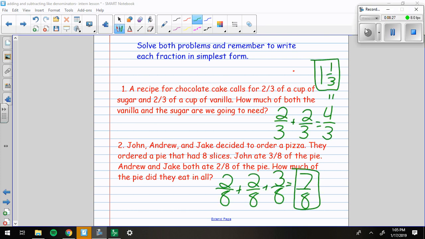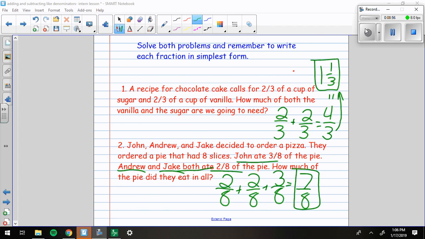And there we have it. For the first one, 2/3 plus 2/3 equals 4/3. And we need to regroup, make it into a mixed number, 1 and 1/3. Second one, John ate 3/8. Andrew and Jake both ate 2/8. Make sure you have 2/8 twice in your equation. 2/8 plus 2/8 is 4/8, plus 3/8 is 7/8 of the pizza. And that's in simplest form.